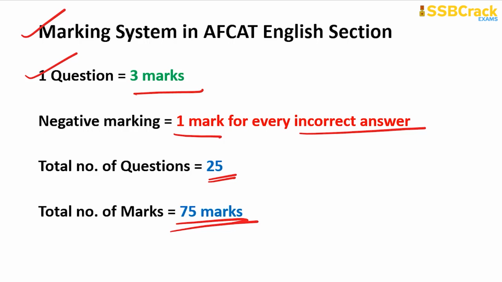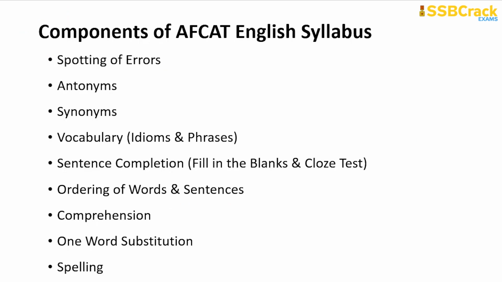Right? Now we will look into what are the components of AFCAT English syllabus. So these are some of the topics from where the questions come in AFCAT English section. They are spotting of errors, antonyms, synonyms, vocabulary, that is idioms and phrases, sentence completion, which comes in the pattern of fill in the blanks and cloze test, ordering of words and ordering of sentences, comprehension, one-word substitution and spelling.